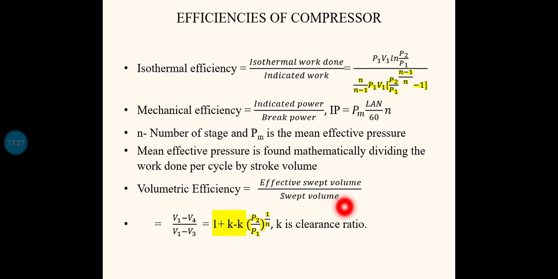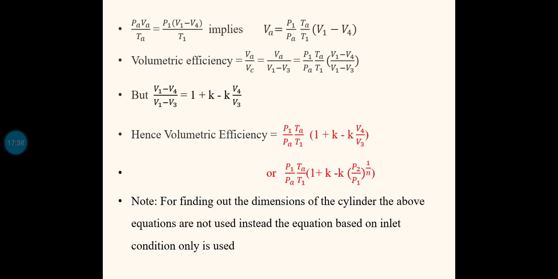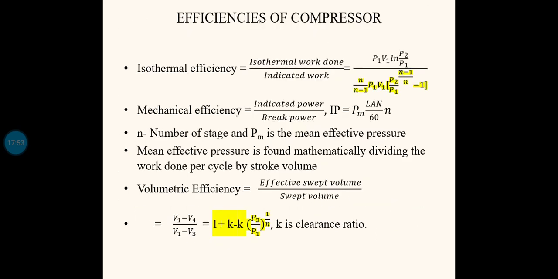And I have already told you, if the free air condition is not given, then you have to go for this equation. If free air condition is to be considered, then you have another equation, that is P1 by PA into TA by T1 into [1 plus K minus K into (P2 by P1) all raised to 1 by n]. Here P1 is the entry condition or inlet condition to the cylinder. TA, PA and so on are the free air delivery corresponding pressure and temperature.